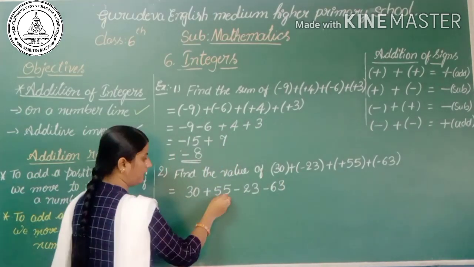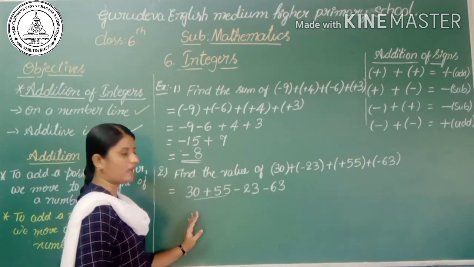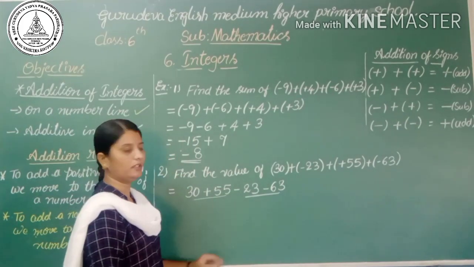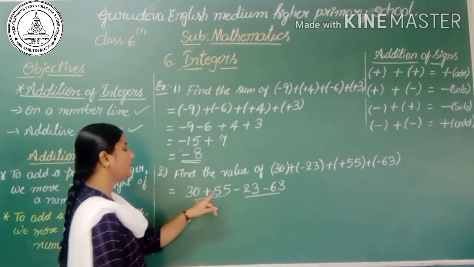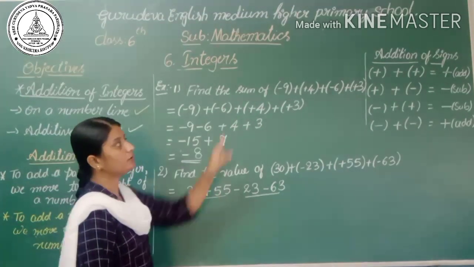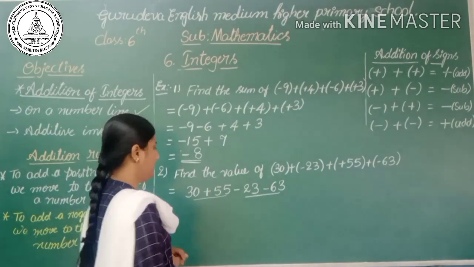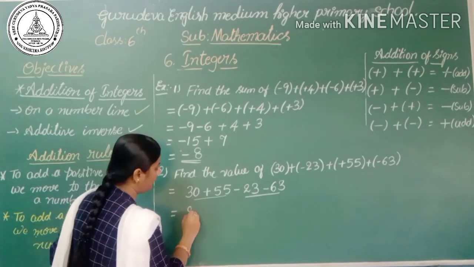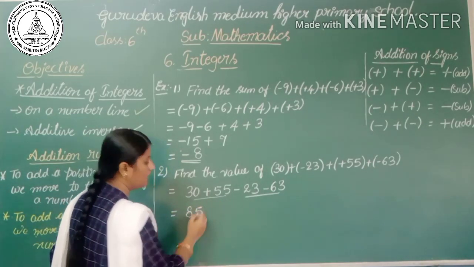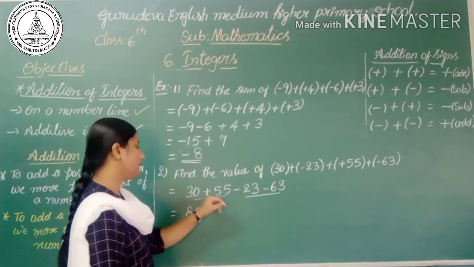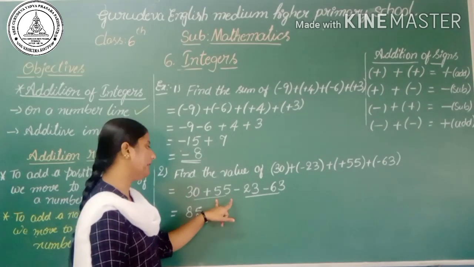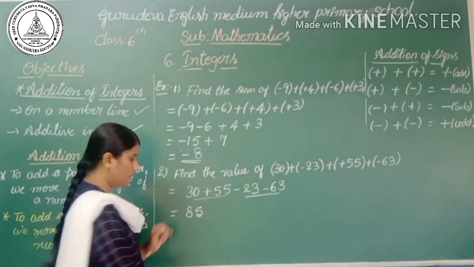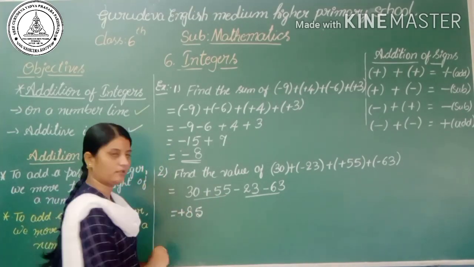Now I will add the two integers having the positive sign, and later I will add the two integers having the negative sign. If two integers have the positive sign, we have to add, right? 30 plus 55 is equal to 85. Between 30 and 55, 55 has the greater value and a positive sign, so we keep it.